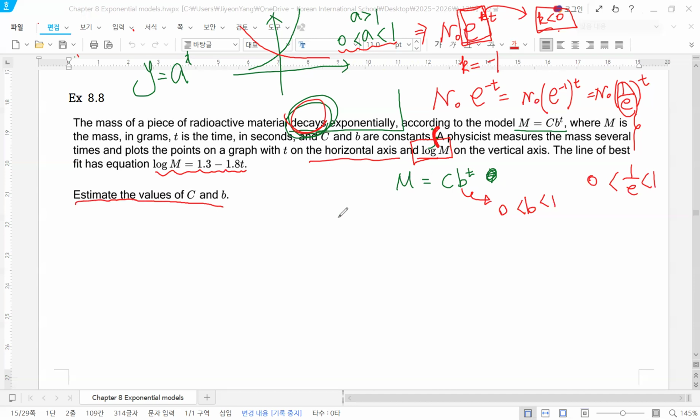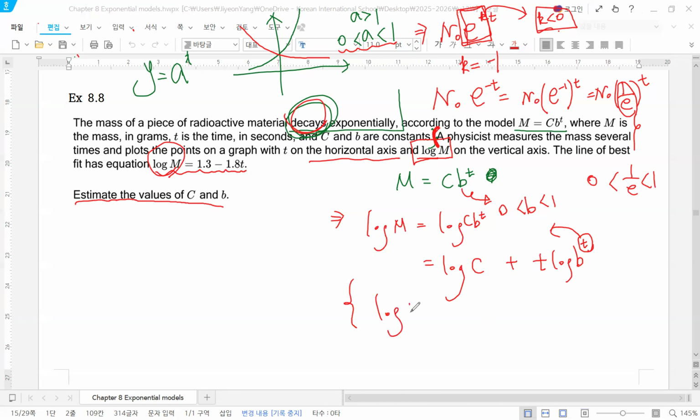Okay, guys, so it means that we need to put log to both sides. So what base are we going to choose? Yeah, base 10, because there is just log, right? So log m equals log of c times b to the power of t. So you can separate them as log c plus log b to the power of t, and move t to the front. Do you understand? And please compare this to the given equation: log m equals 1.3 minus 1.8t.